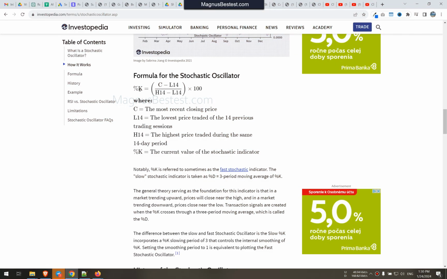Here we have the formula equation for stochastics. So this is the percentage K, the blue line. C is the closing price minus the low of the last 14 candles, and then divided by the highest of the 14 candles minus the lowest of the 14 candles, and then everything nicely times 100. We have a nice percentage.